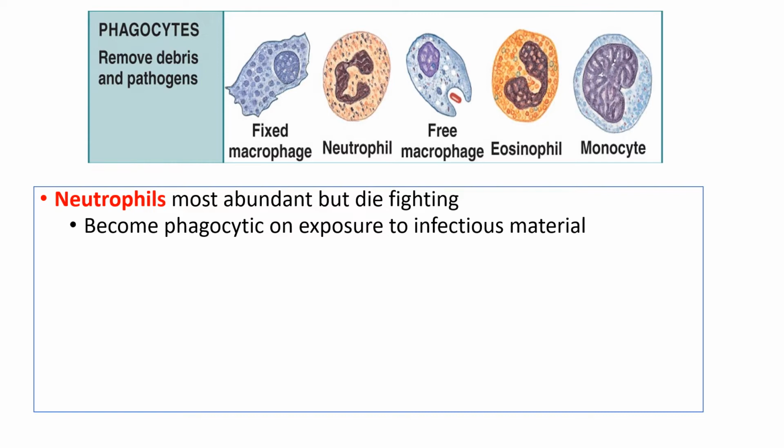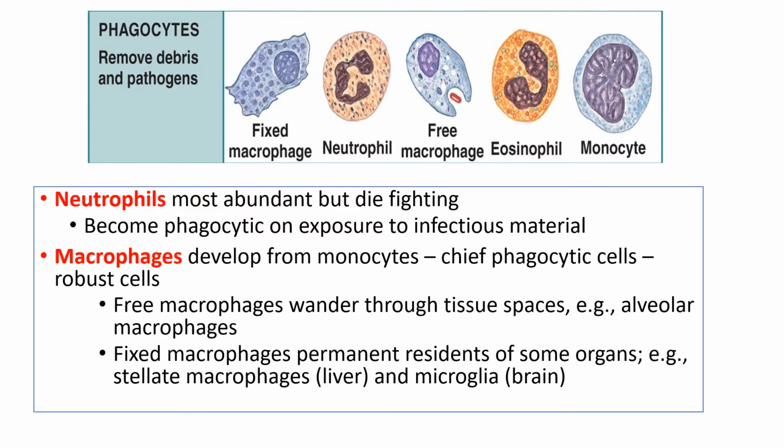The neutrophils are the circulating phagocytes and most effective against pus-forming bacteria, while the macrophages are the tissue macrophages, and they are present in the different tissue components, and they wander through tissue spaces: the alveolar macrophages, or the stellate macrophages which are present in the liver, or even microglia which is present in the brain.